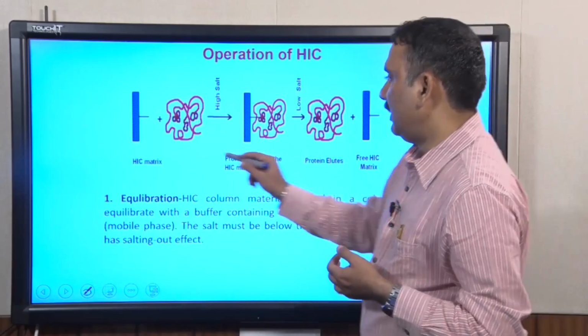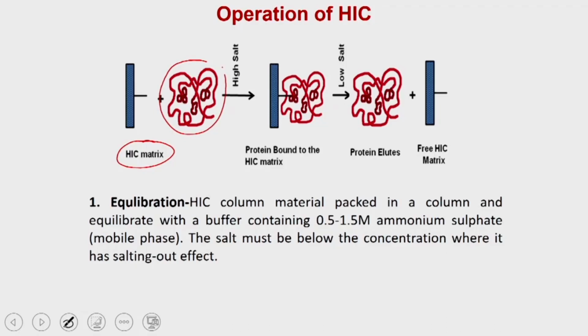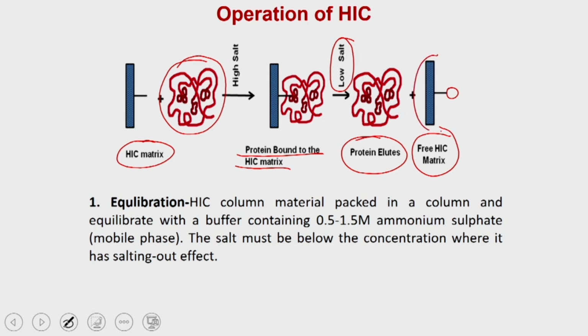So, this is what you have: a HIC matrix, you add your protein which has already been incubated with the high salt. Once you put it under the high salt, the protein will bind to the HIC matrix, and then you do a washing step, and then you are going to reduce the salt concentration. As soon as you reduce the salt concentration, the protein is going to be eluted, and that leaves your HIC matrix, which can be used for the next round of chromatography.